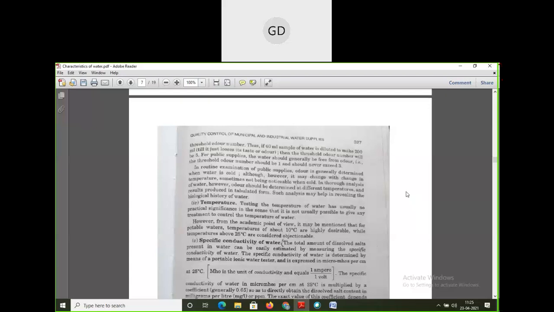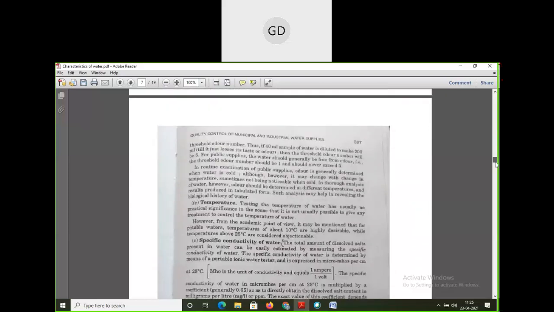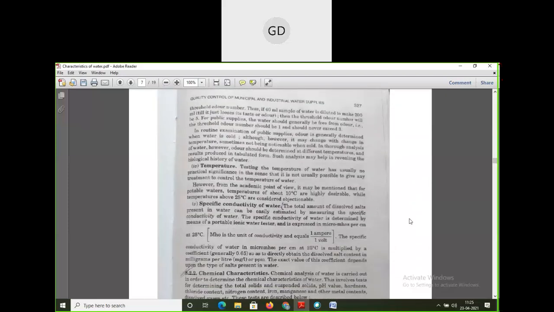Next is the specific conductivity of water. Why is it important? We have to find out the amount of dissolved salts present in water. The amount of dissolved salts is estimated by measuring the specific conductivity of water.